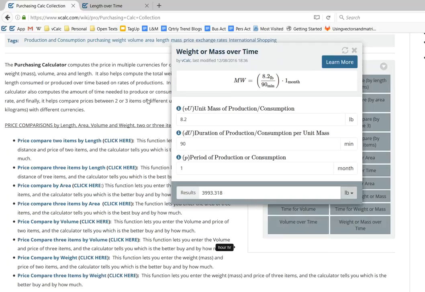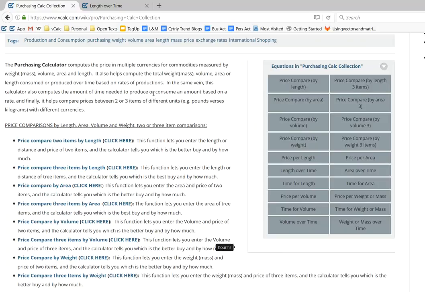All right, very powerful calculator. Hopefully you'll find it useful. And again, for production and consumption of something that is measured by weight and or mass.